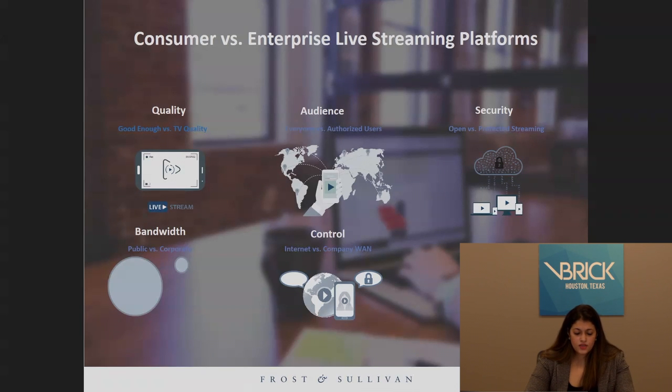Consumer platforms don't offer secure streaming, whereas enterprise streams need to be protected and secure at the same time. Consumer platforms, we see, use unlimited internet bandwidth, whereas enterprise platforms are really restricted by the limitations of bandwidth on your corporate network. Also, with consumer platforms like Facebook Live, the world is invited to comment and there's no control over that conversation, whereas within the enterprise, you want to have tighter controls over conversational tools.